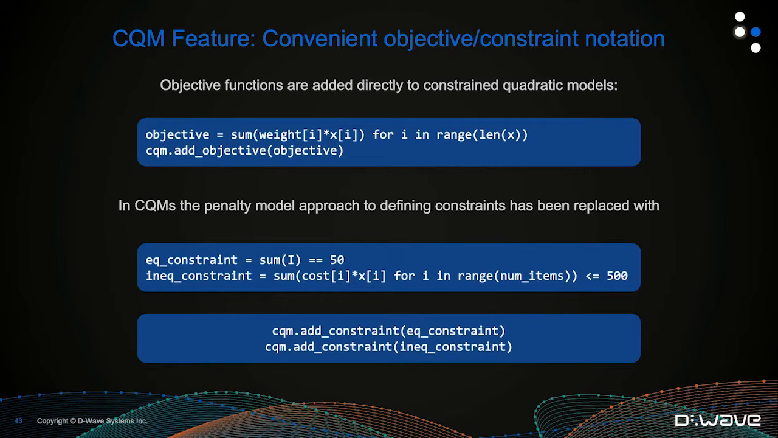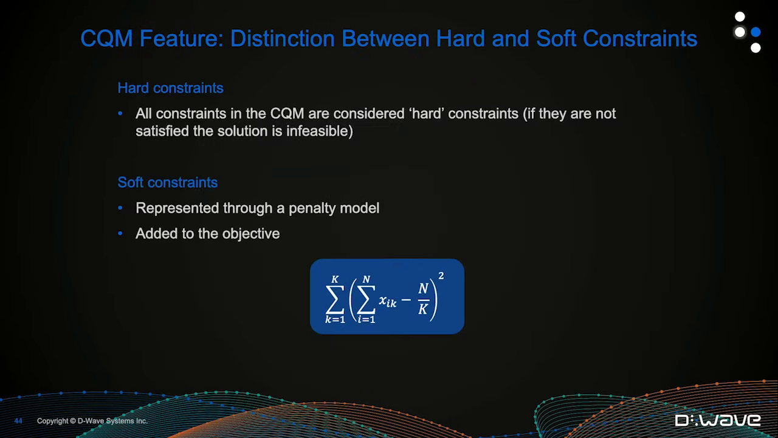So this is what I mean by this more intuitive way of programming our models can really help us speed up the time to go from problem formulation to proof of concept. And it can also help reduce the chance of error as well. To add constraints to a CQM, we just use the add constraint function as shown in the bottom box there.